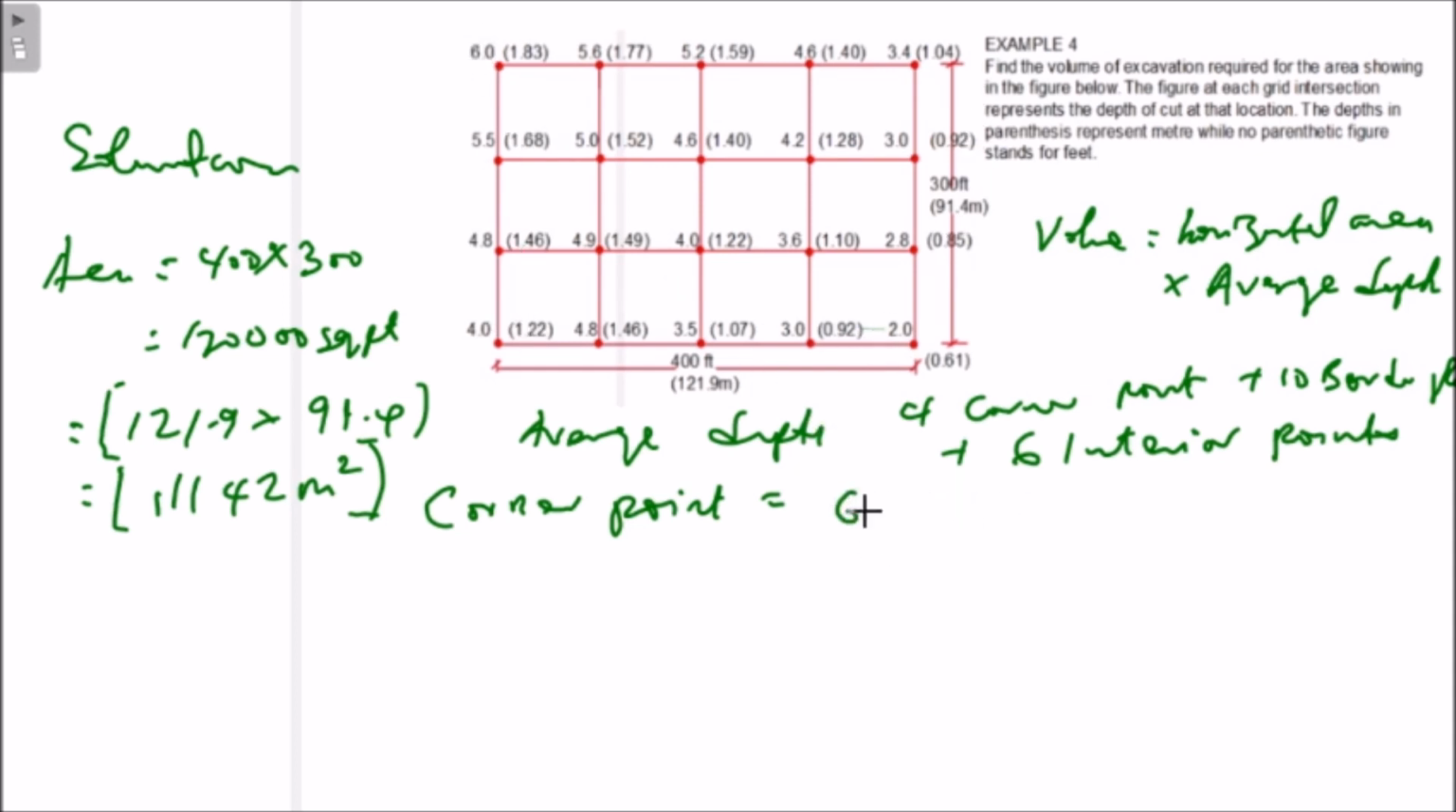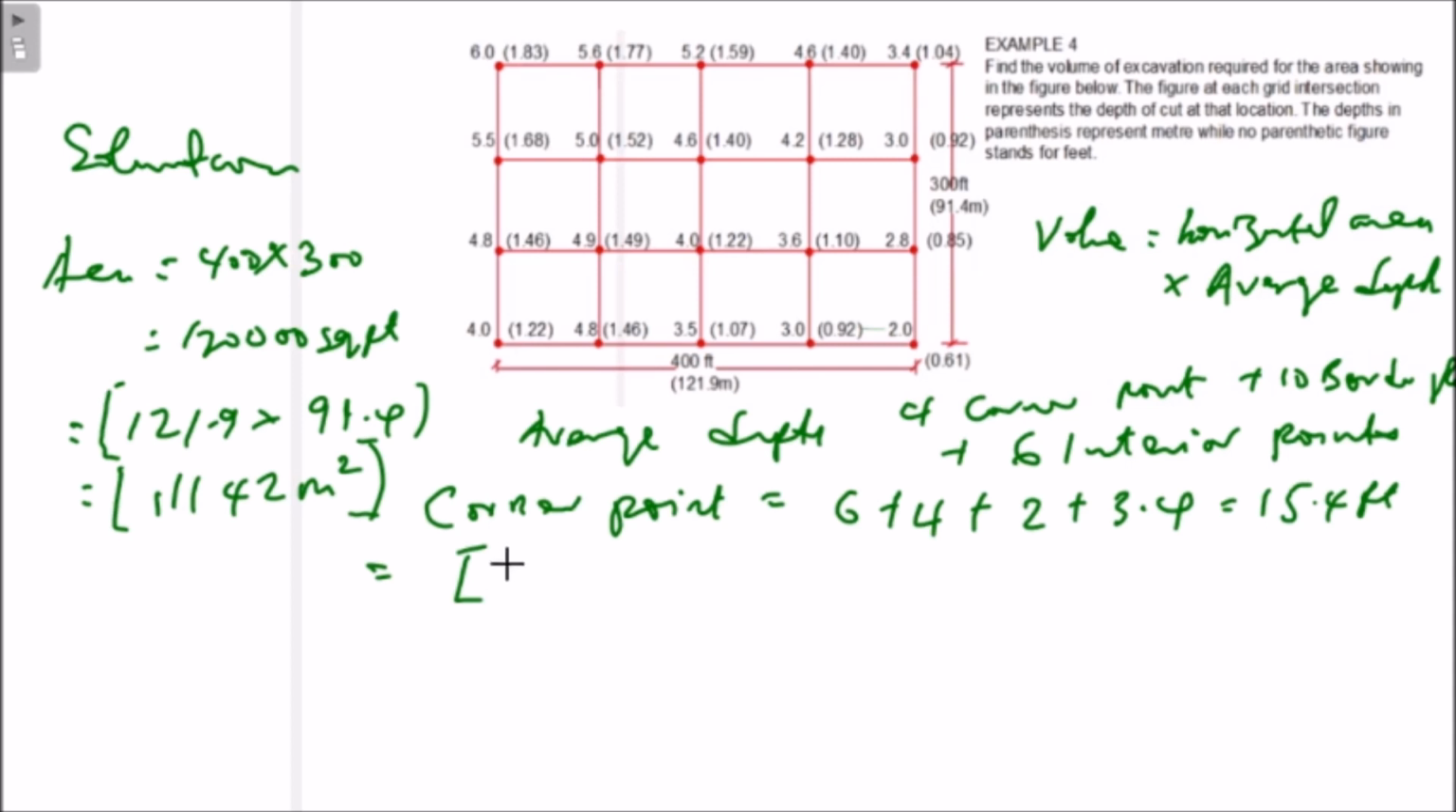this. So we have 6 plus 4 plus, what we have here is 2 plus 3.4. We have this. Then if we add all of them, we have 15.4 feet. Then if we're expressing this in meters, it's going to be 1.8 plus 1.22 plus 0.61 plus 1.04.